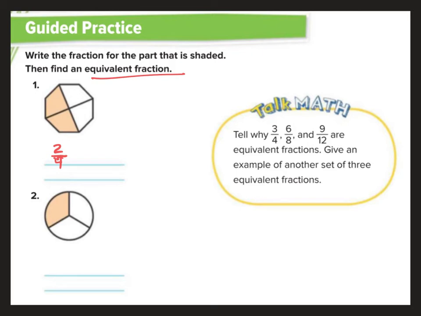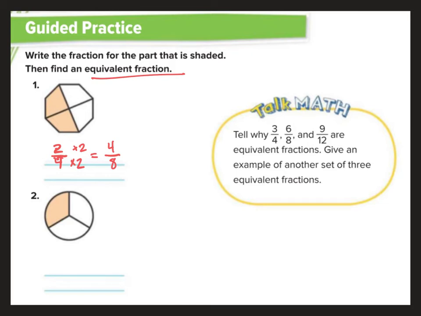Okay, so I don't know, I like 2's. If I multiply it by 2 over 2, I would get 2 times 2 is 4. 4 times 2 is 8. 4/8 is equivalent to 2/4.